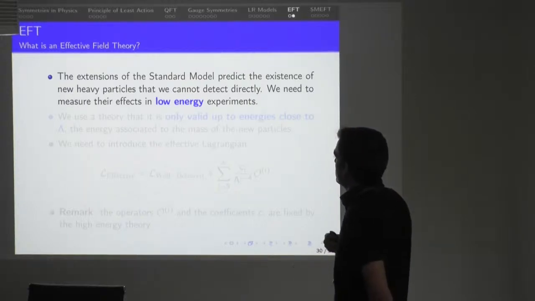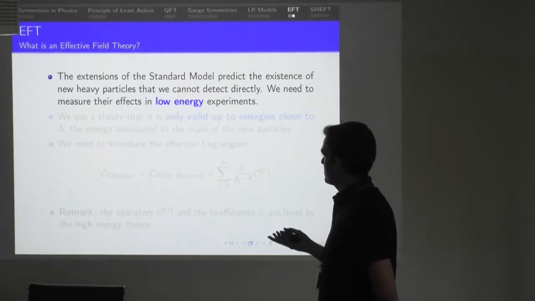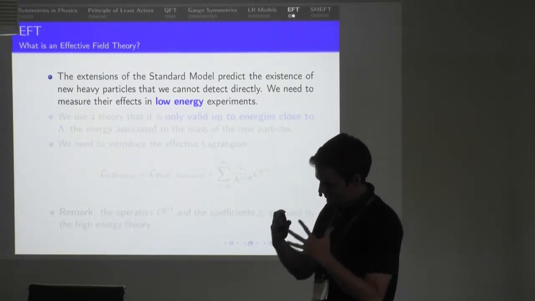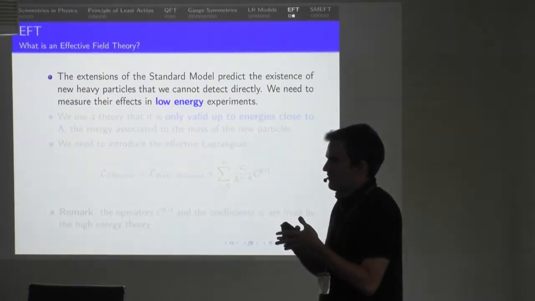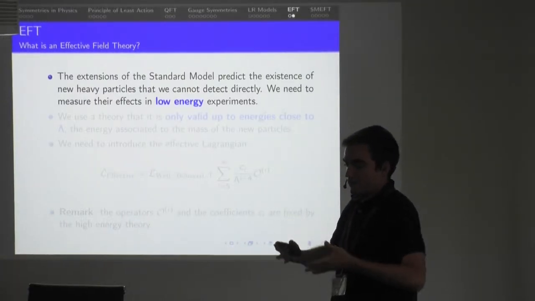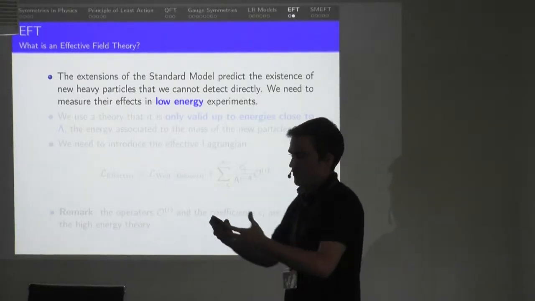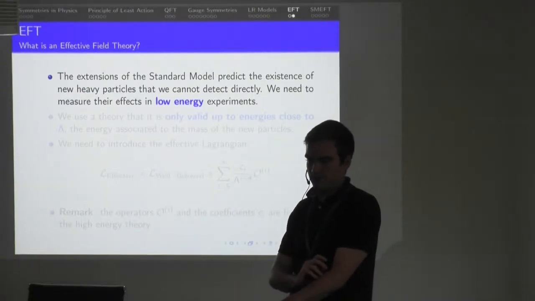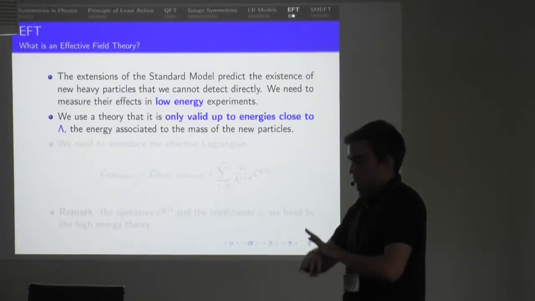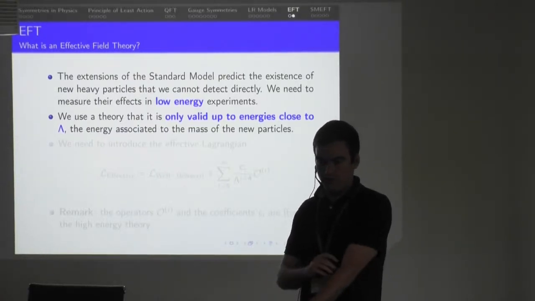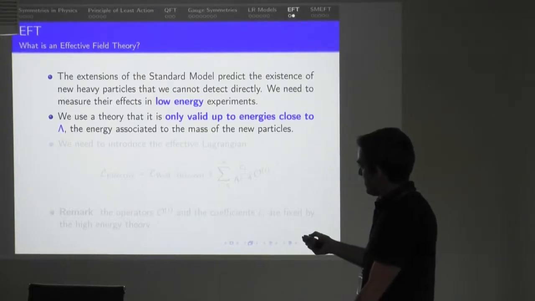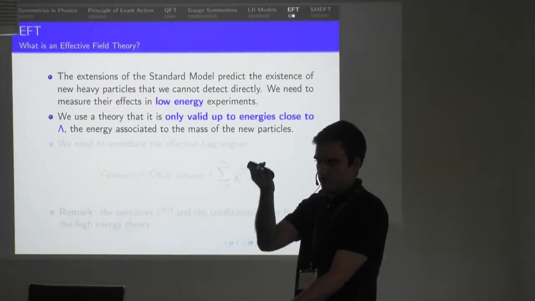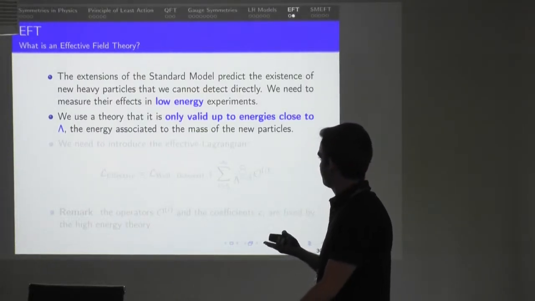Okay, the extensions of the standard model predict the existence of new heavy particles. And we cannot detect them because their mass is very high. So we need a lot of energy, E equals mc squared, in order to produce them. But we can study their effects at low energies. So we only need to use a theory that works for low energies. It is only valid up to energies close to lambda, where lambda is the energy associated to the mass of these high energy particles.